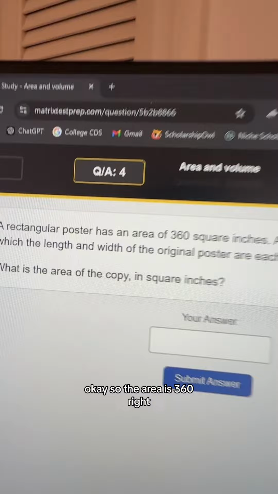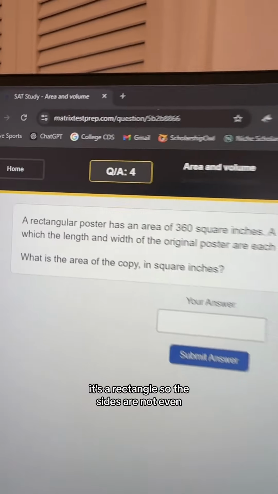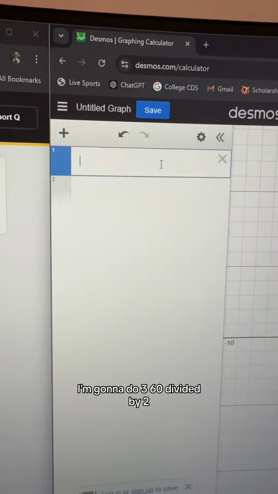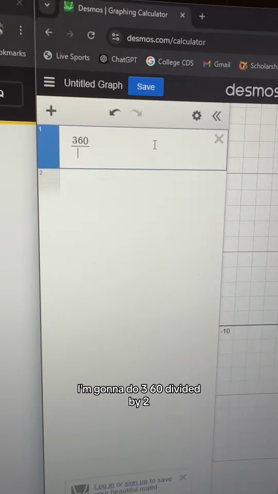Okay, so the area is 360, right? It's a rectangle, so the sides are not even. Let's come over here to Desmos and do some math. I'm going to do 360 divided by 2. There you go. Okay, so for our two sides, I'm going to pretend we have a width of 2 times a height of 180, because that's a rectangle technically. It's a very stupid looking one if you were to look at it, but it's a rectangle.